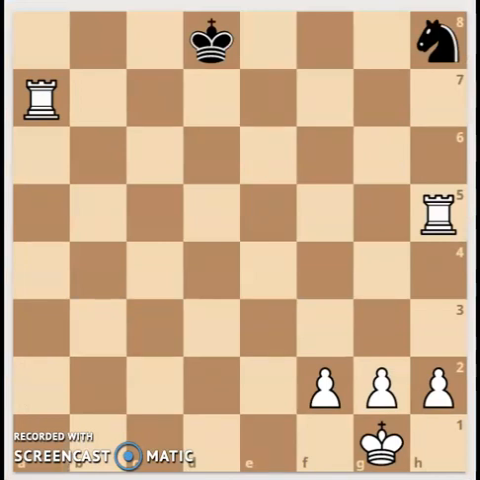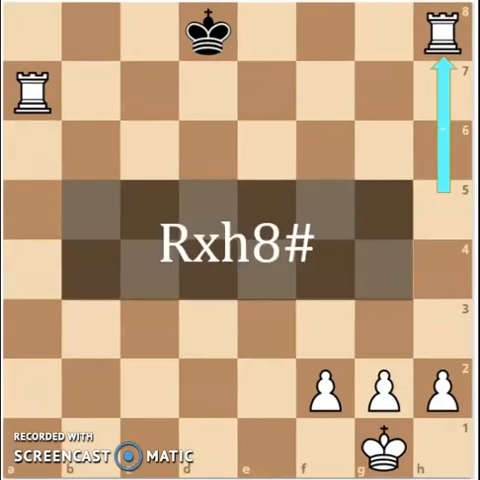Okay, now let's see the chess notation for representing a checkmate. We generally use the hash symbol for representing a checkmate. Let's say that the rook checkmates on the next move by capturing the knight on h8. We represent it as Rxh8#. R for the rook, x for the capture, h8 for the destination square and hash for the checkmate.